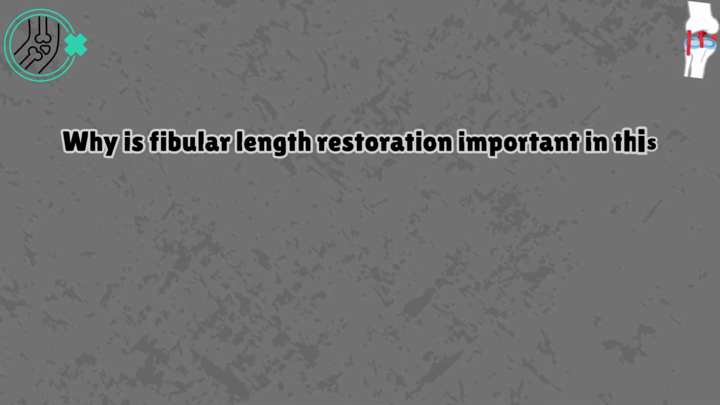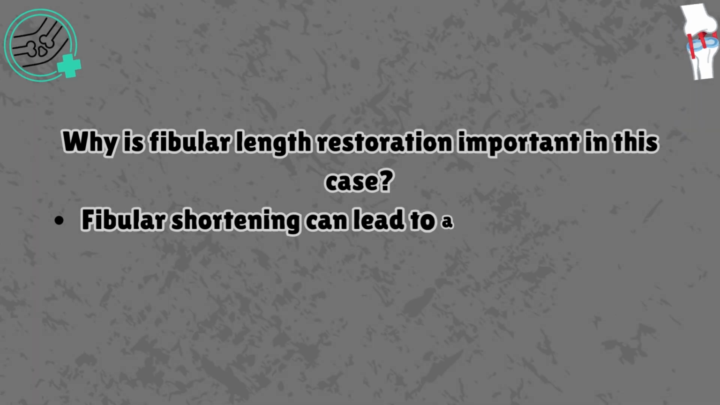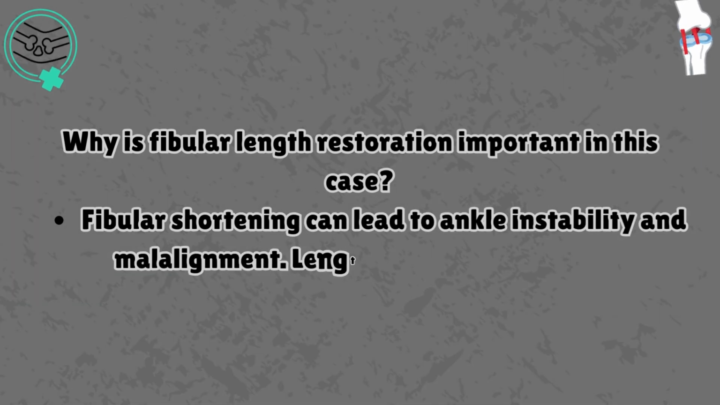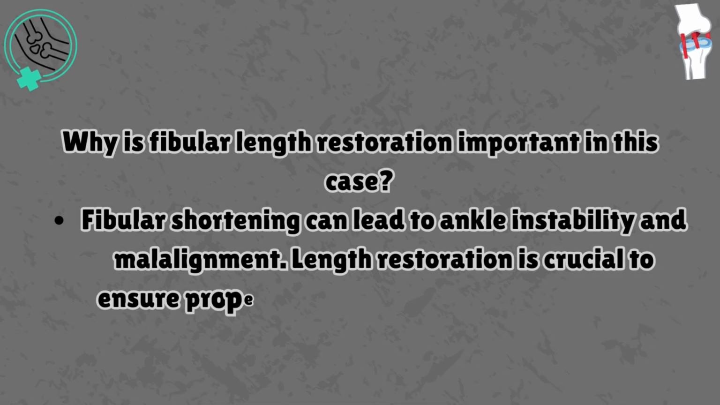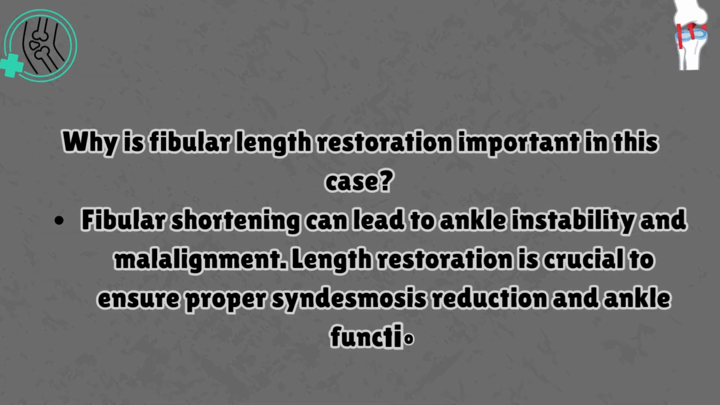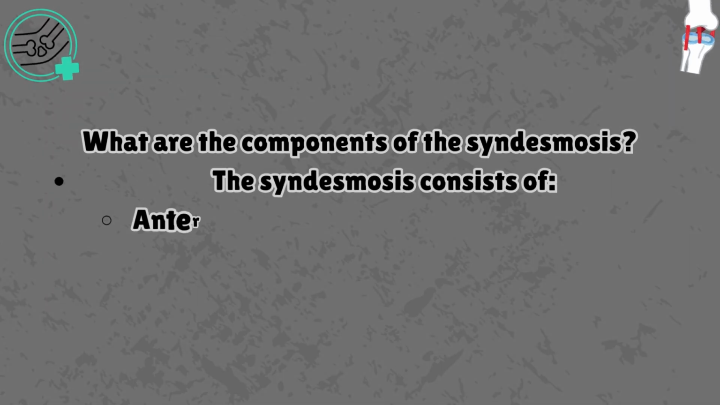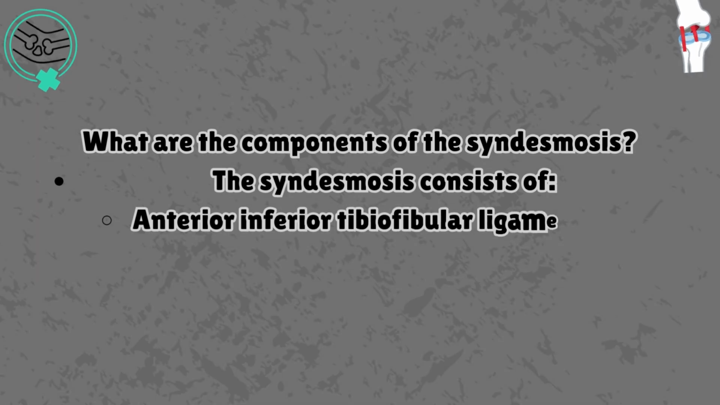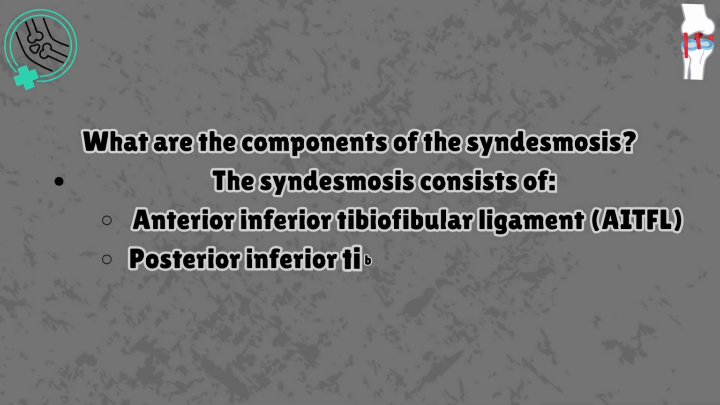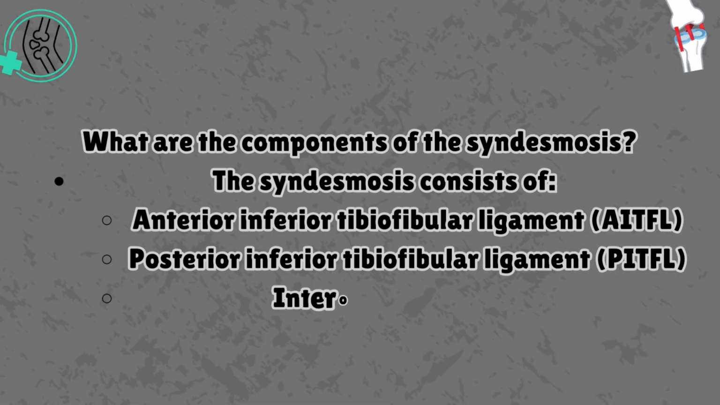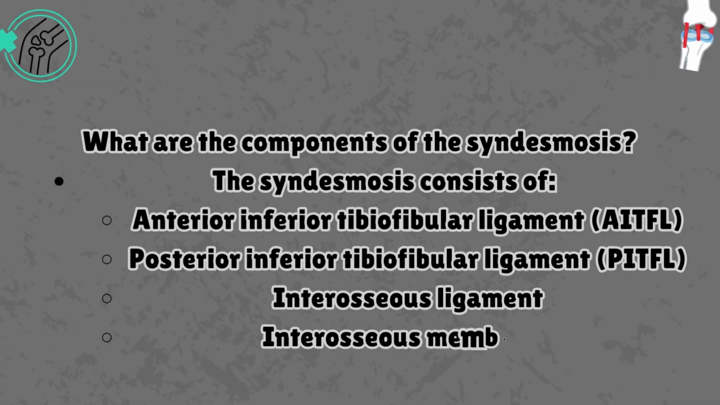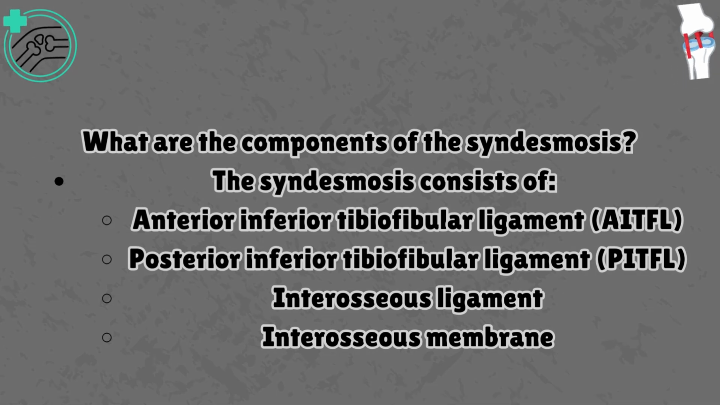Why is fibular length restoration important in this case? Fibular shortening can lead to ankle instability and malalignment. Length restoration is crucial to ensure proper syndesmosis reduction and ankle function. What are the components of the syndesmosis? The syndesmosis consists of anterior inferior tibiofibular ligament, posterior inferior tibiofibular ligament, interosseous ligament, interosseous membrane.